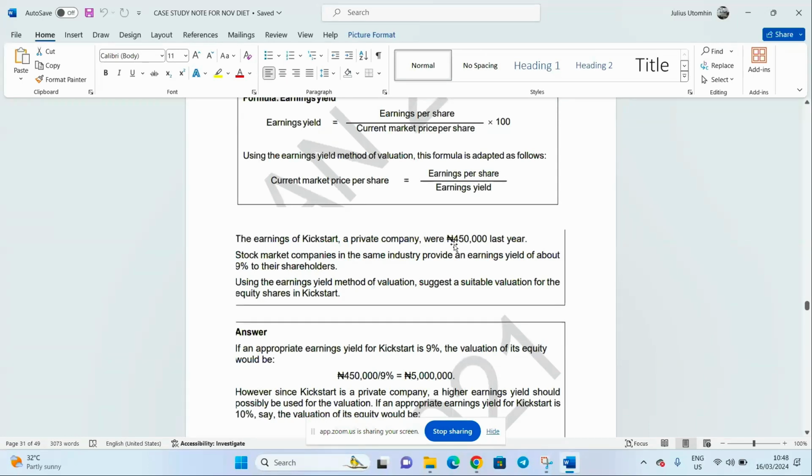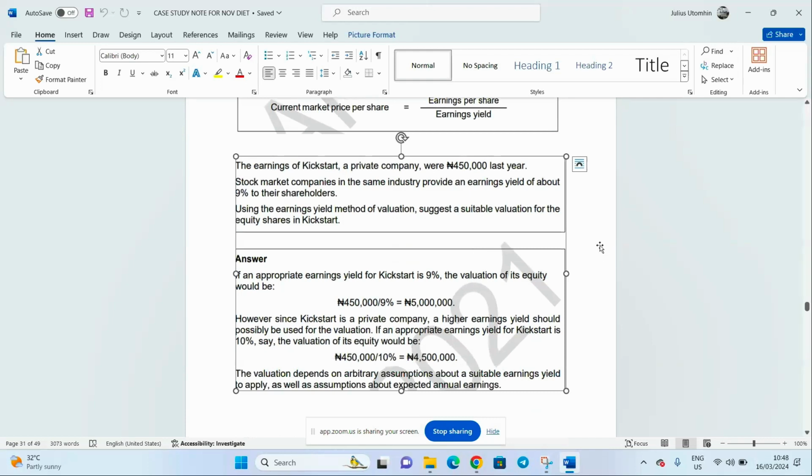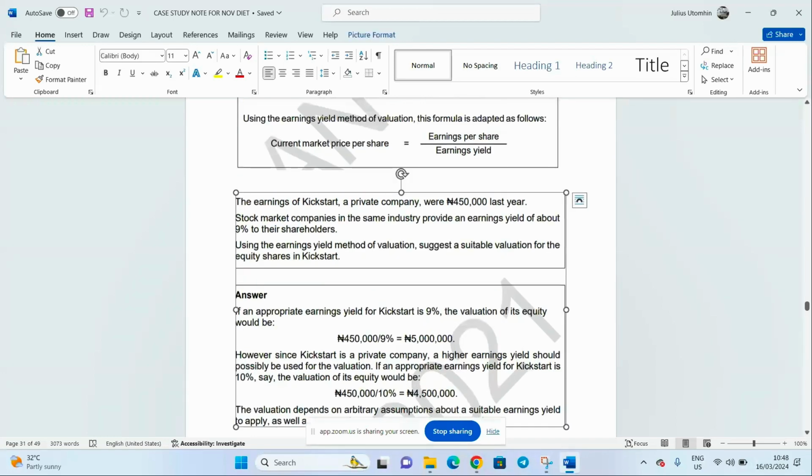Stock market companies of similar industry provide 9% to their shareholders. If the appropriate earning yield for Kickstart is 9%, the value of its equity will be 450 divided by 9%. What do they mean by that? They multiply something by 9% that gives them 450. What is that thing? In order to know that thing, you can say let that thing be X. So 9% of X is equal to 450,000.